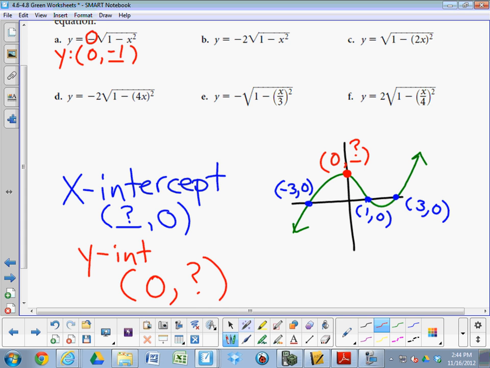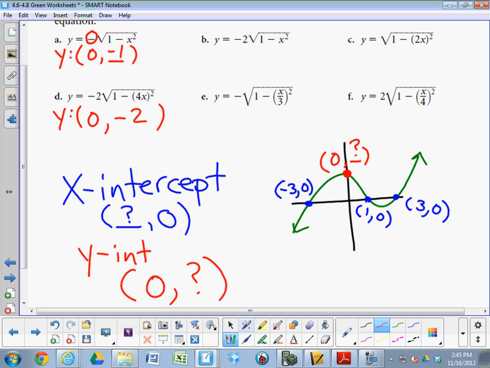While I'm over here, let's go down to D and find its y-intercept. Put in 0. 0 times 4, 0 squared. 1 minus 0, square root of 1. 1 times -2, so 0, comma -2 is the y-intercept.